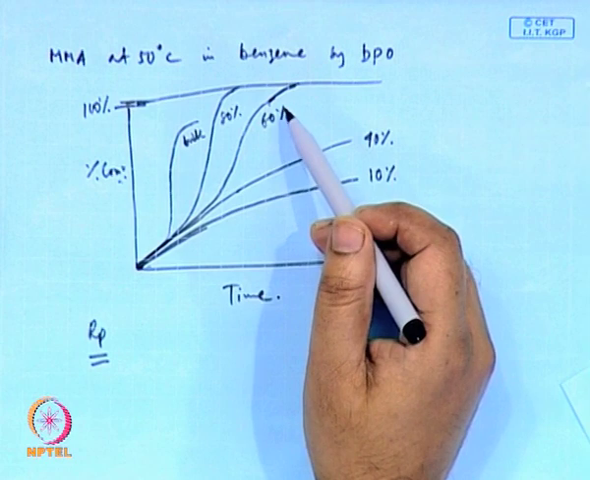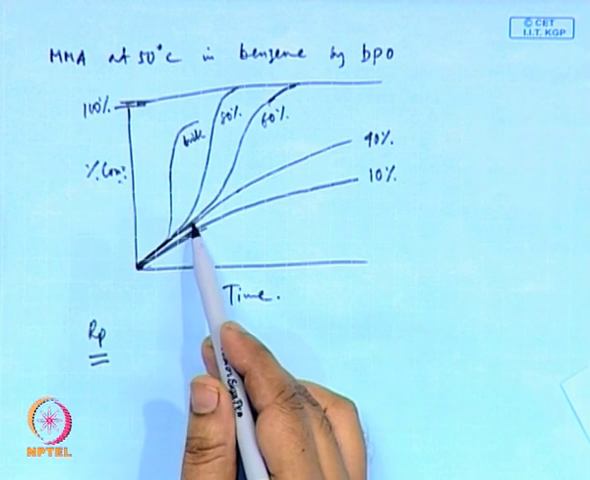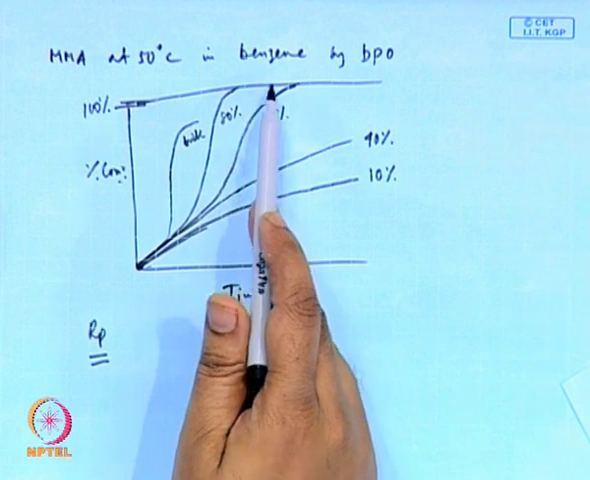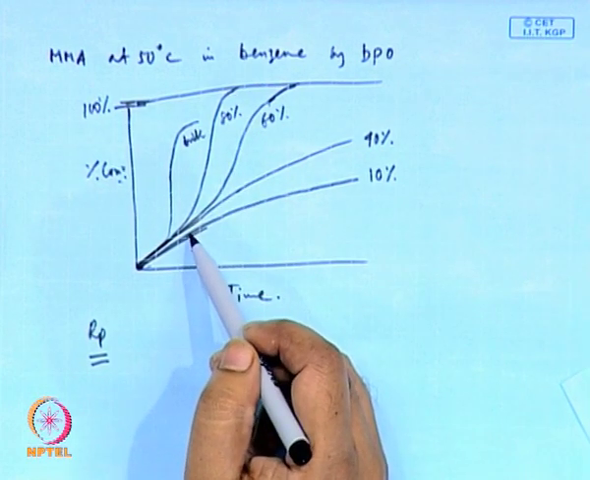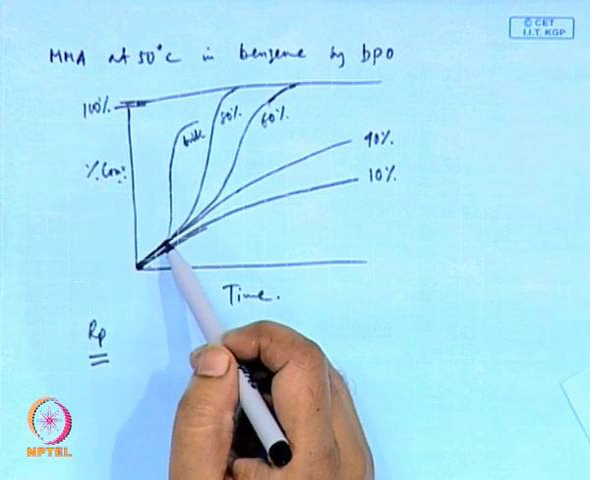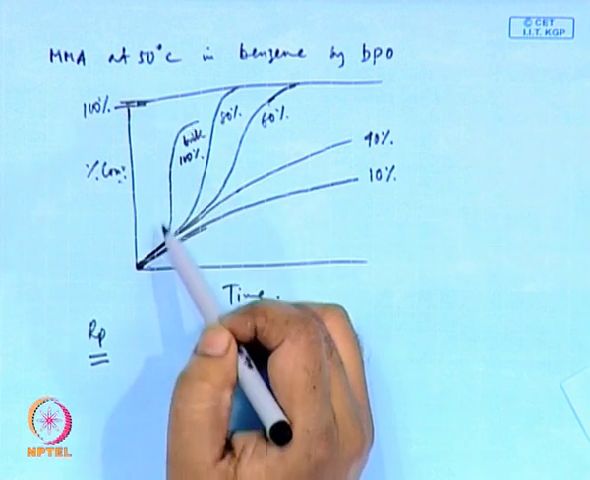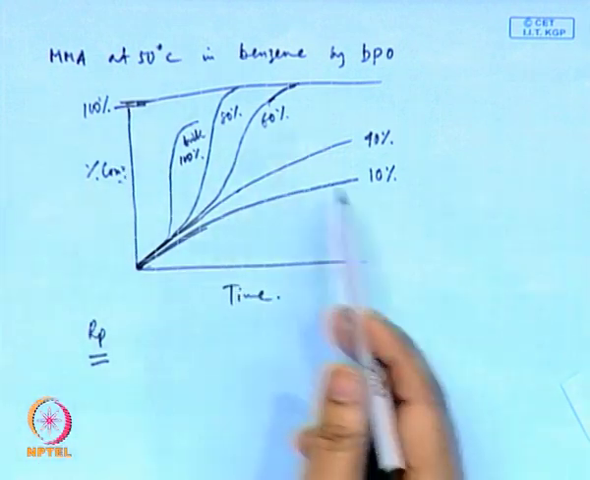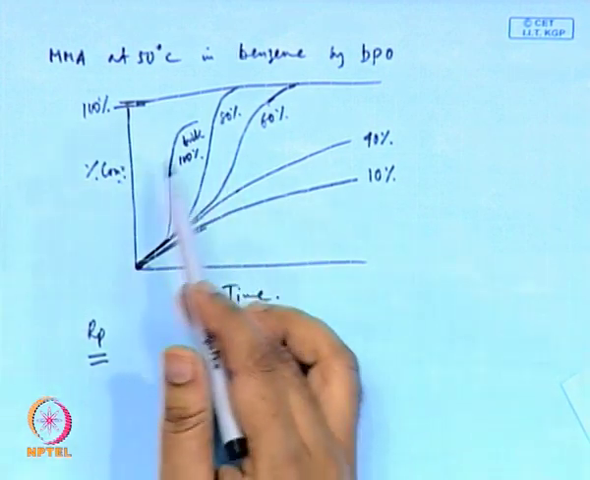If it is even higher, the viscosity of the medium becomes very high even at low conversion, at lower time. At 80%, the gel effect initiates at much lower conversion, at lower time, and even bulk, which is 100% monomer, it happens even before that. Okay. So, you now understand this concept.